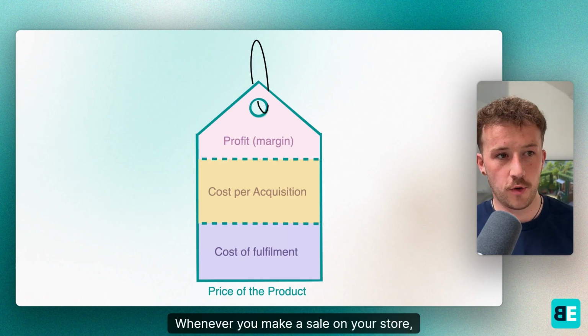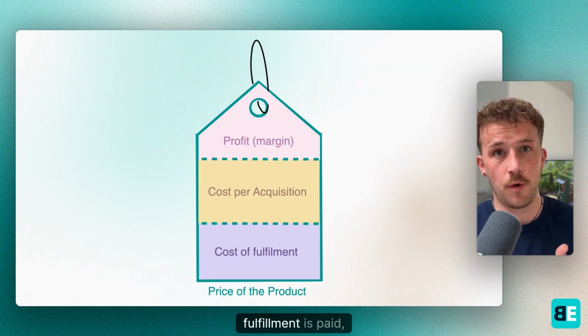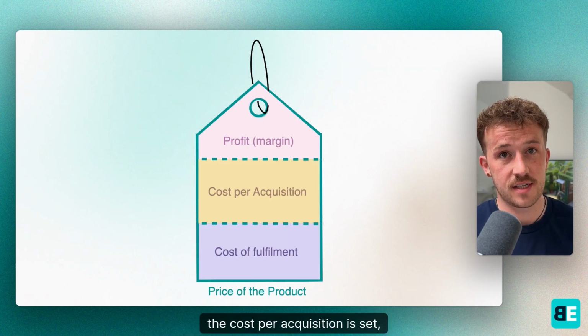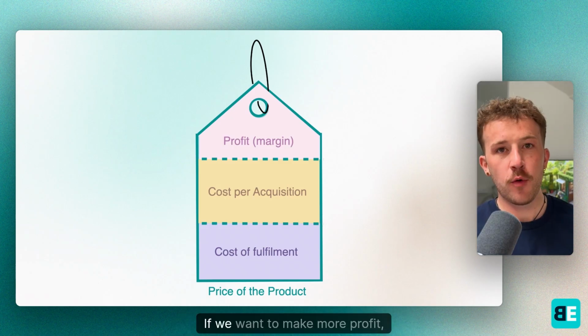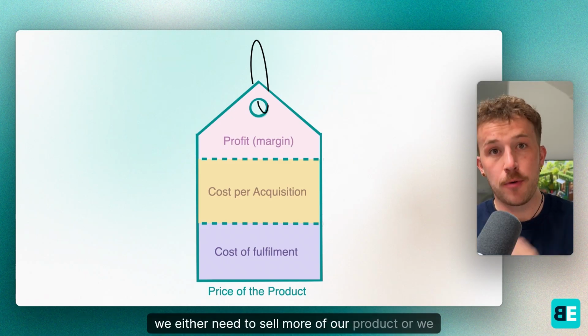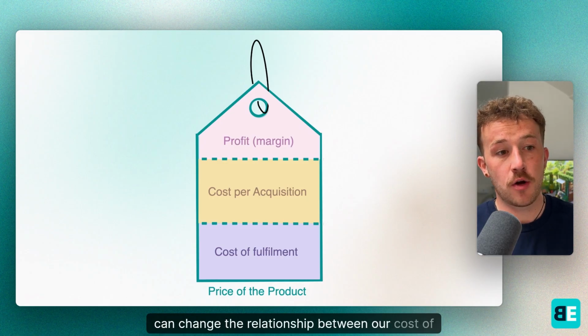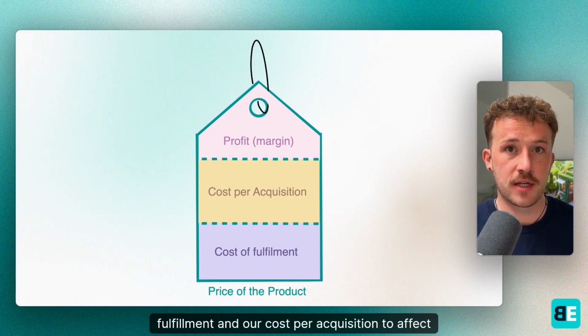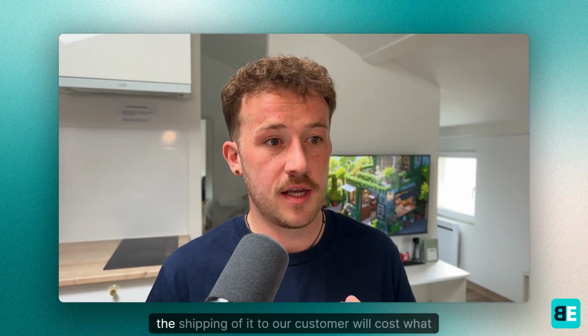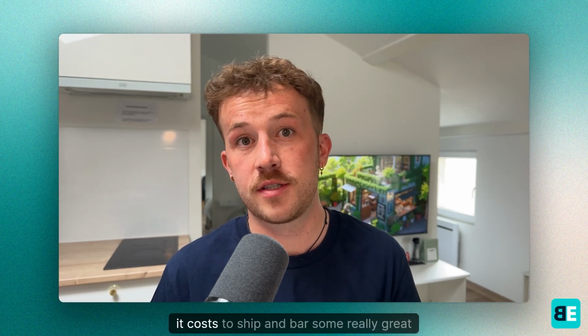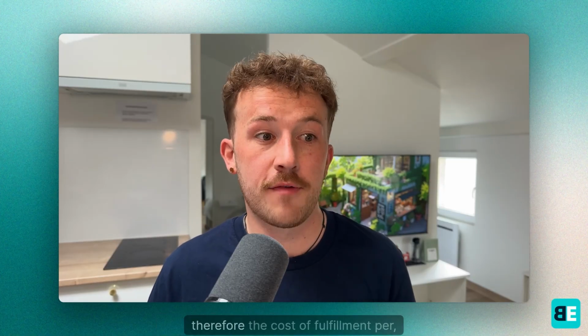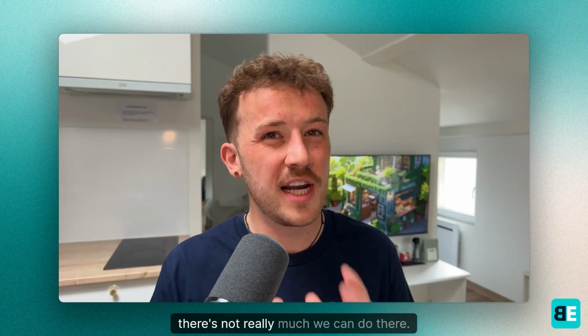Whenever you make a sale on your store, it sets off a chain reaction where the cost of fulfillment is paid, the cost per acquisition is set, and the profit margin is then calculated. If we want to make more profit, we either need to sell more of our product, or we can change the relationship between our cost of fulfillment and our cost per acquisition to affect our profit margins. Now, here's the thing. We can't really do much about our cost of fulfillment. The product will cost what it costs. The shipping of it to our customer will cost what it costs to ship. And bar some really great negotiation skills with your supplier, or increasing your AOV to reduce the shipment cost per product and therefore the cost of fulfillment per product, there's not really much we can do there.